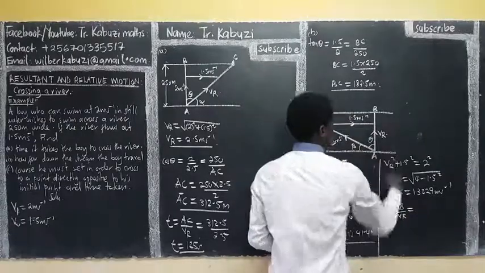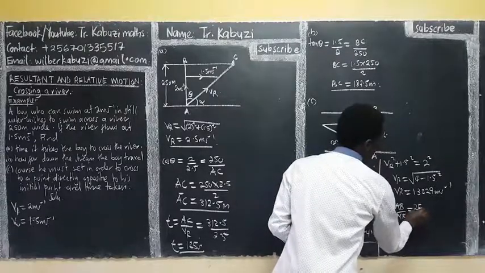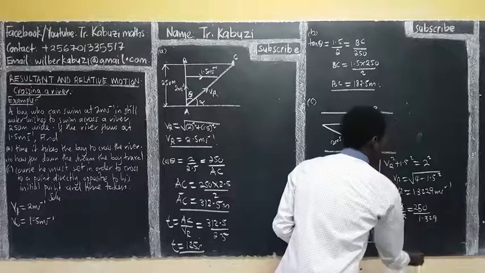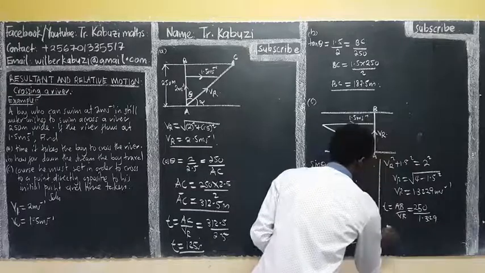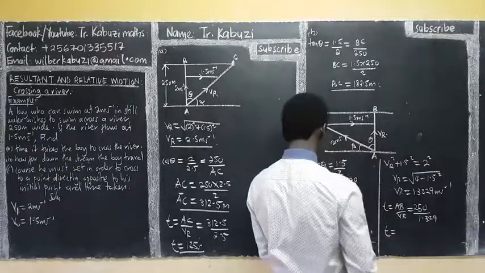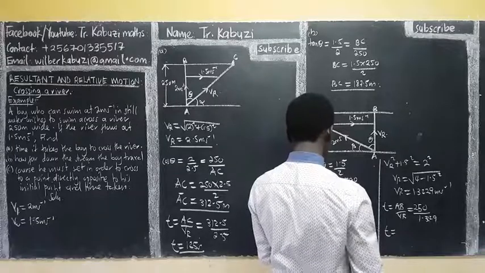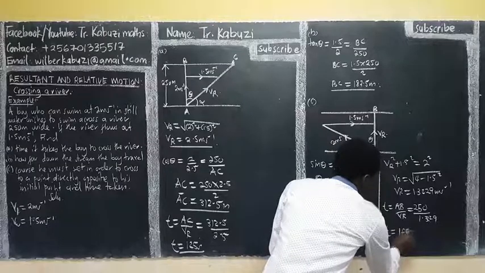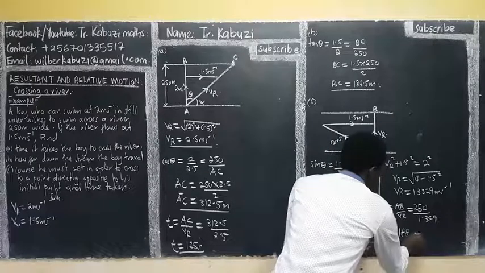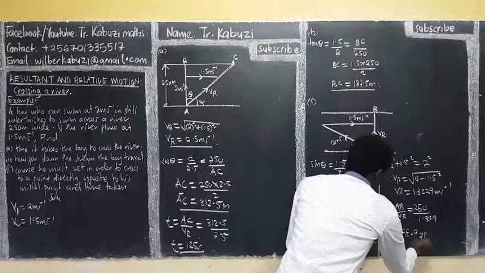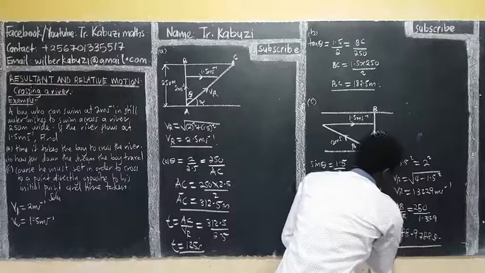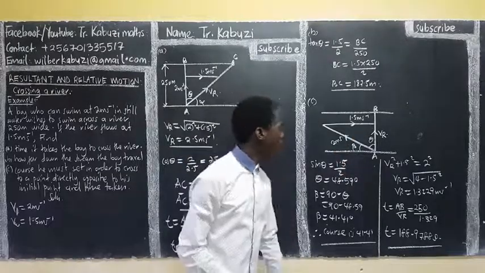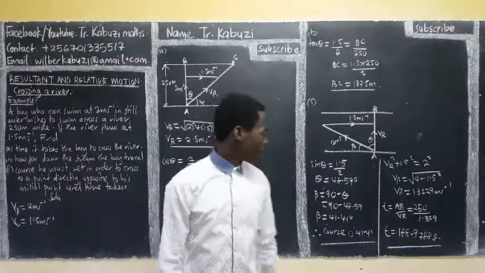If we divide, our time will be AB over VR. Our AB is 250 over 1.329. So my time taken is going to be 188.9788 seconds. So that's the time it's going to use to cross this river. So that's it, members. I wish you well.